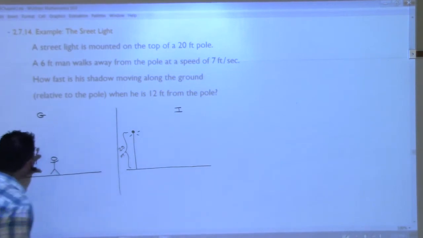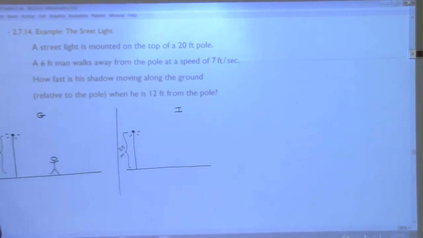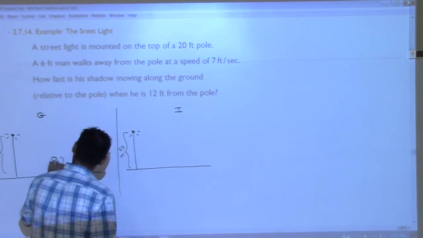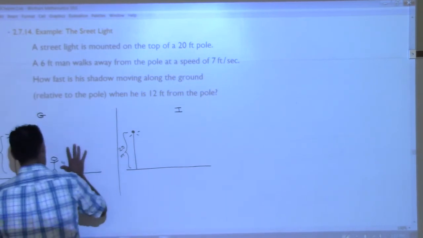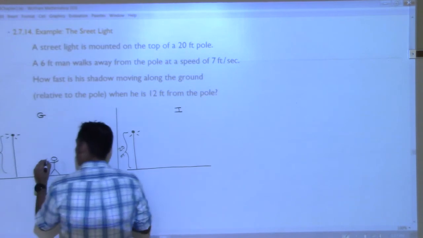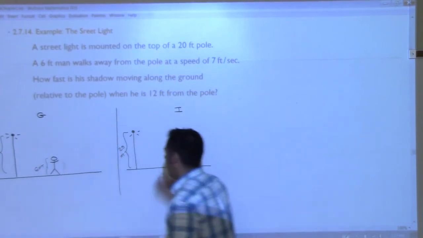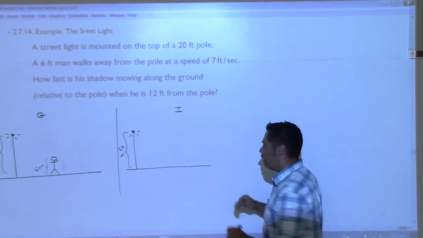Okay, so we've got the man, right? He's 6 feet tall, that's not changing. So I'm going to just label that fact that he is 6 feet tall. I think I'll do it on the other side. He's 6 foot tall. Okay, and that doesn't change over here, right? He's still 6 foot tall over here.